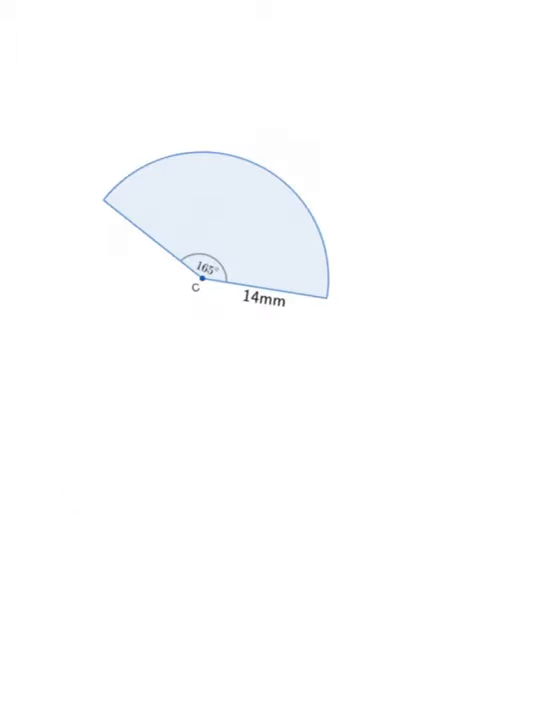Now what we have here is a sector of a circle. The sector is just part of the circle, and we've found this sector by taking out 165 degrees of the 360 degrees that goes around the whole circle. What I'm going to do first is find the area of the whole circle. So that'd be 14 squared times pi.